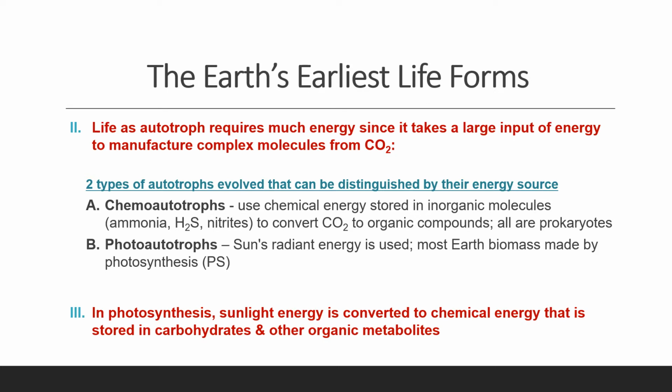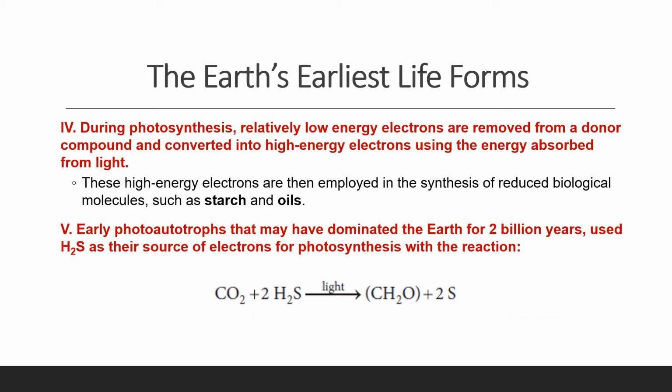With photosynthesis, the energy from the sunlight is transformed into chemical energy that is stored in carbohydrates and other organic molecules or metabolites. So during photosynthesis, relatively low energy electrons are removed from a donor compound and converted into high energy electrons using the energy absorbed from light.